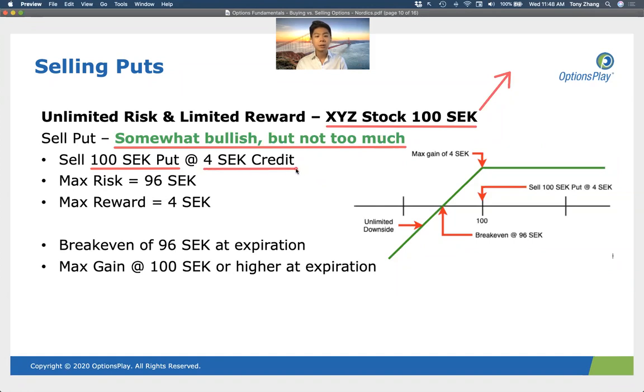Because you're selling the option, you're the one collecting the premium. Before, when you're a buyer, you're the one paying the premium. Here as a seller, you collect that premium. So the risk profile of a put option looks like this. If the stock goes in the direction that I expect it to, I keep the 4 crowns that I collected on selling this put option.